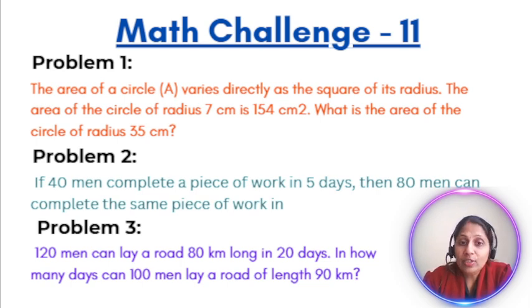The next one, if 40 men complete a piece of work in 5 days, then 80 men can complete the same piece of work in how many days? That is actually a question mark. And the next one, 120 men can lay a road of length 80 kilometer in 20 days. In how many days can 100 men lay a road of length 90 kilometer? So this is the task for you. Complete the problems and post your answers without fail.